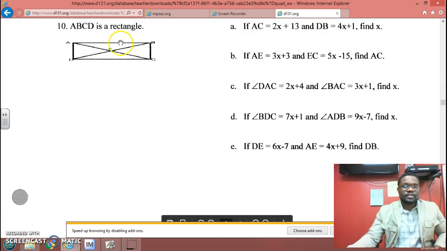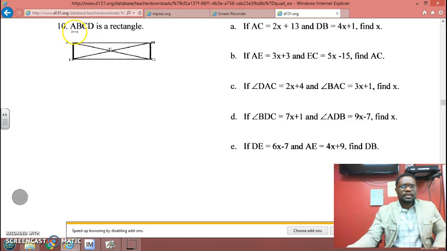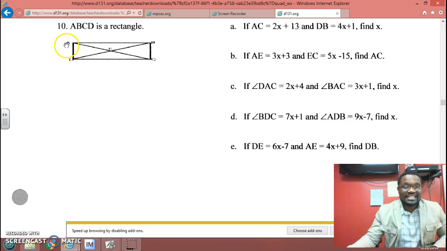Let's look at this example. ABCD is a rectangle. So we know it's a rectangle. We should know all the properties that go with the rectangle apply to this particular problem. So they give us a question here. They say if AC is 2x plus 13 and DB is 4x plus 1, find x. Okay, so AC is this diagonal here, and DB is this diagonal here.